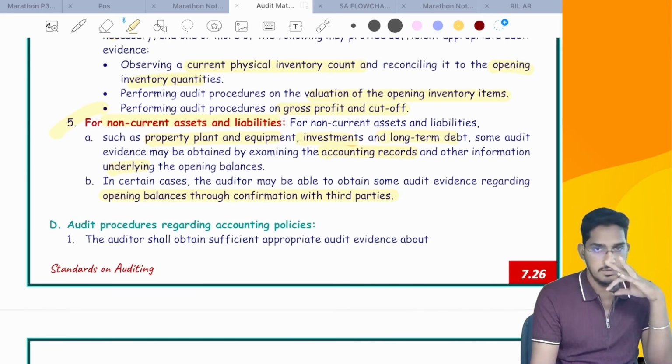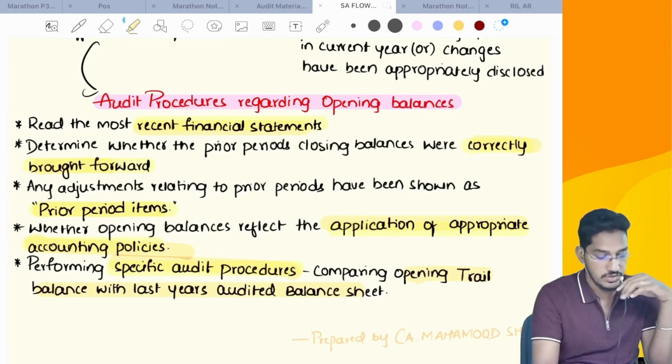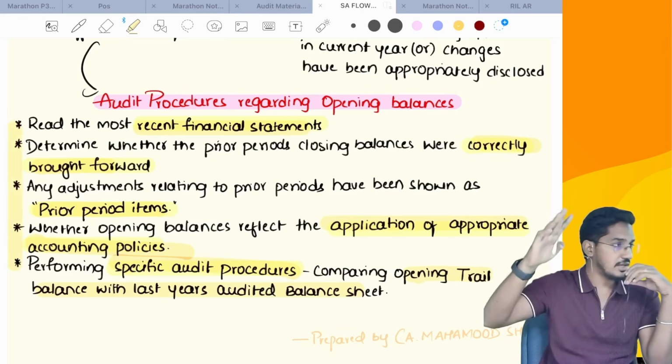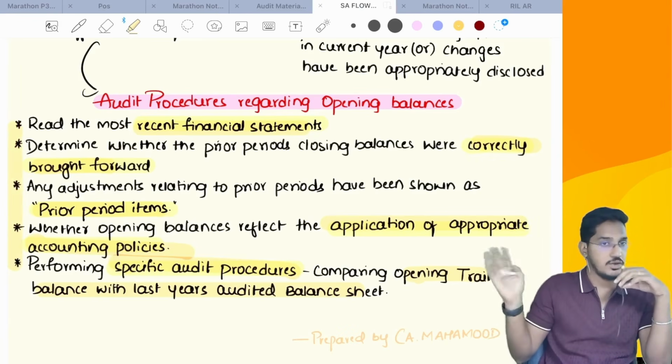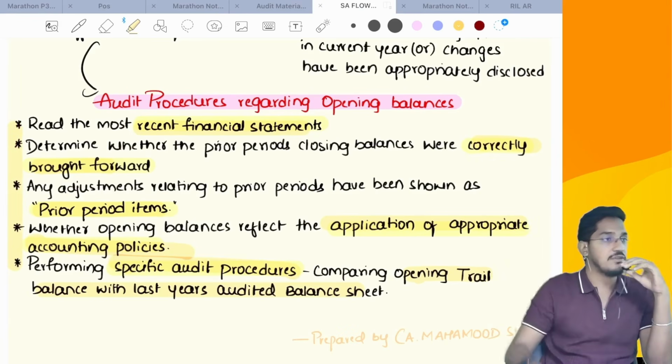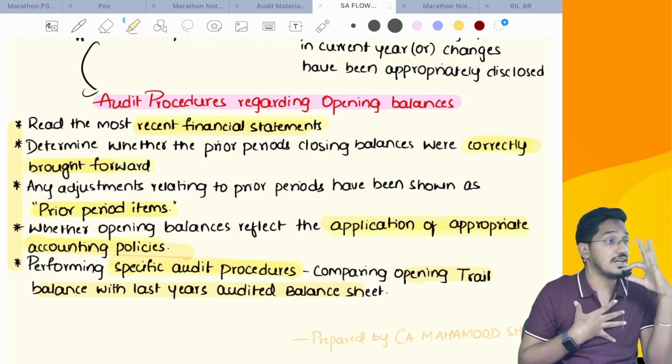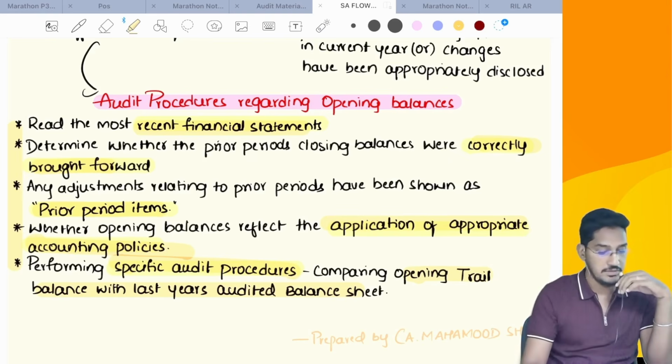Next, in certain cases, the auditor may be able to obtain some evidence regarding opening balances through confirmation with third parties. Even external confirmations you can use. Whatever it is, you perform audit procedures. These are general audit procedures, and we have seen specific audit procedures for current assets and liabilities and for non-current assets and liabilities. So perform all these audit procedures and obtain audit evidence that opening balances do not contain any material misstatement.